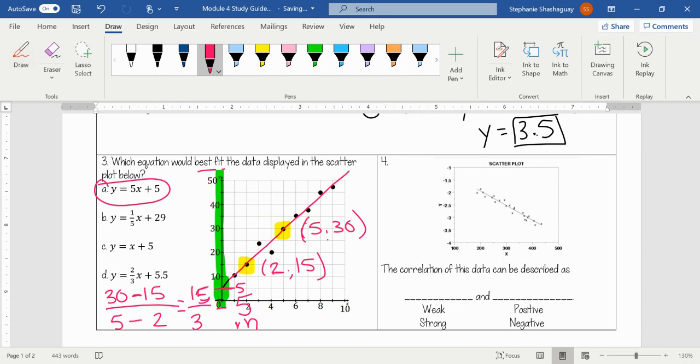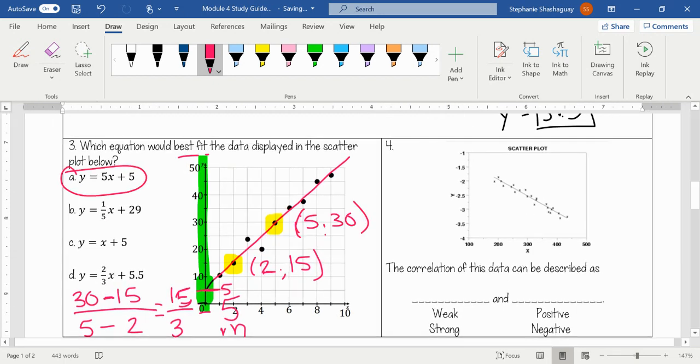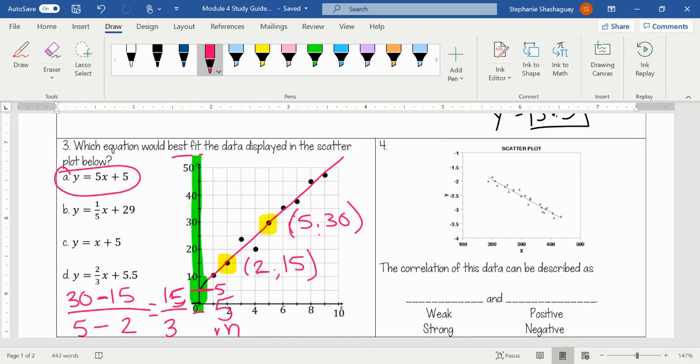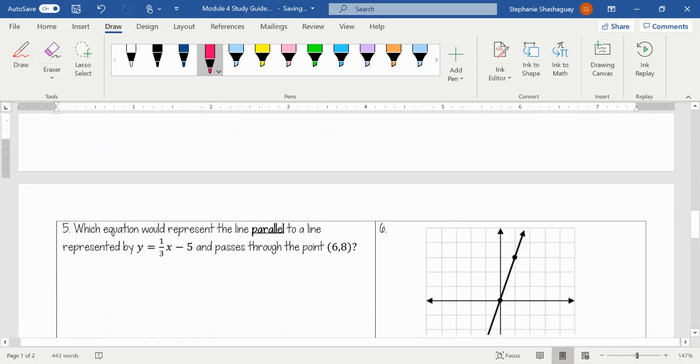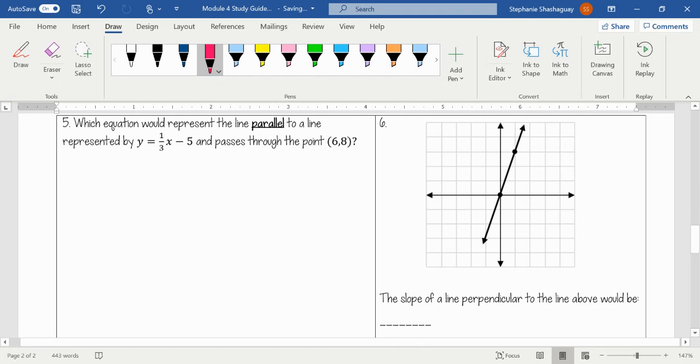And question number 4, the correlation of the data can be described as weak or strong. Well, this is definitely strong. The points are close together, and they definitely form a pattern. And is this positive or negative? Well, this slope here looks like a negative slope, so this is a negative relationship. That one was pretty easy. That should be your give me question on the test.